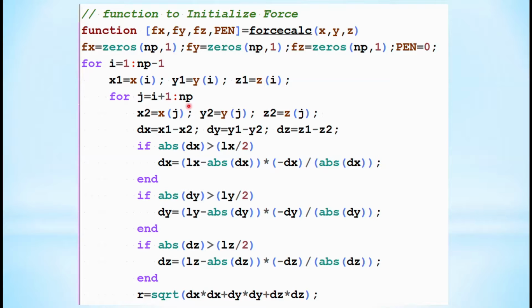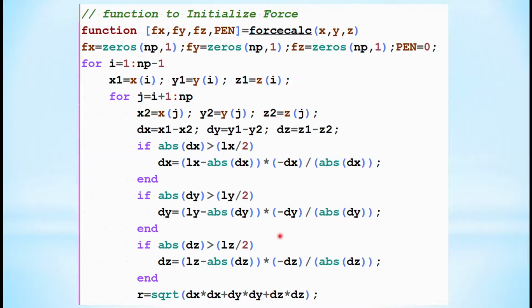So we can evaluate x1, y1 and z1, and then x2, y2 and z2. Then we can calculate dx, dy and dz. Then we have to apply this condition. If absolute value of dx is greater than Lx by 2, then dx is given by this expression as we discussed earlier. Similarly, along the y-axis, if absolute value of dy is greater than Ly by 2, then dy is given by Ly minus absolute value of dy multiplied by minus dy by absolute value of dy.